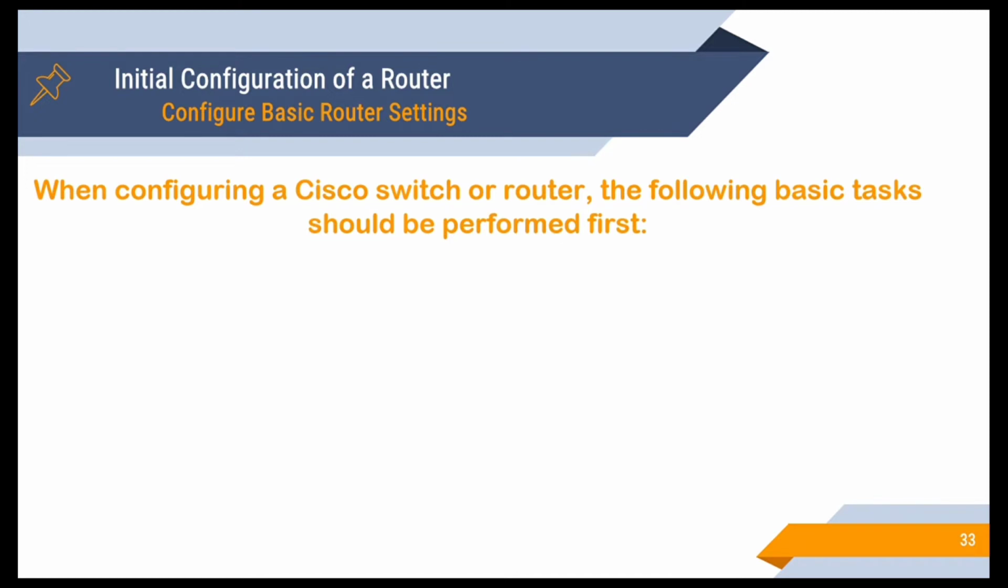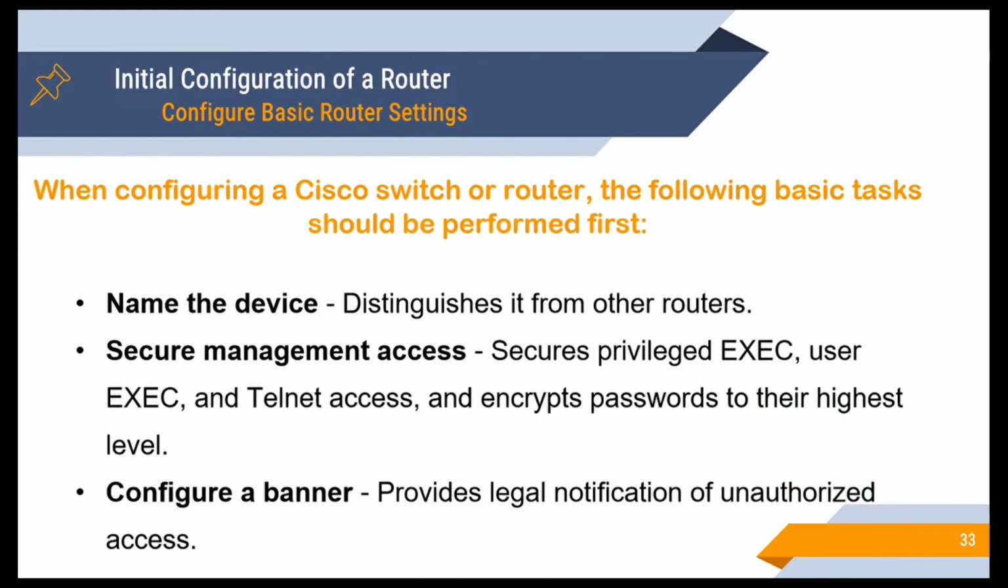Cisco routers and Cisco switches have many similarities. They support a similar operating system model, similar command structures, and many of the same commands. In addition, both devices have similar initial configuration steps. When configuring a Cisco switch or router, the following basic tasks should be performed first. Name the device, distinguishing it from other routers. Secure management access: secure privileged EXEC, user EXEC, and Telnet access, and encrypt passwords to their highest level.